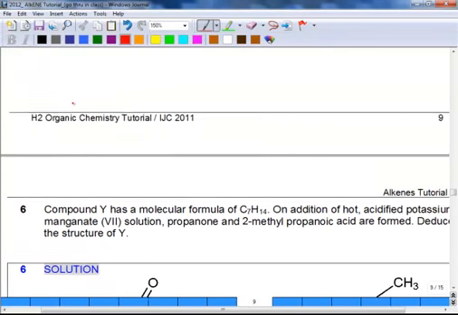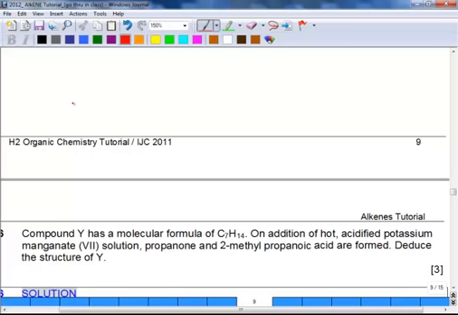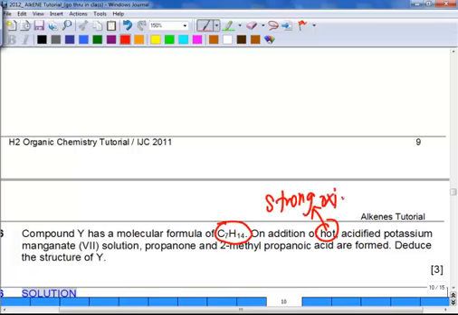Question 6 is also quite similar, quite simple. You have C7H14. When you have addition of hot acidified, first thing when you have hot, is it a strong oxidation or weak? Strong. Very good. You have strong oxidation and you have propanone being formed. Because if you have propanone, ONE means what? Ketone, correct? And you have methyl propanoic acid.